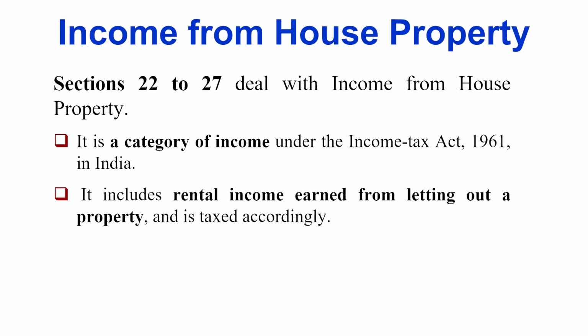Now let's see income from house property. Sections 22 to 27 deal with income from house property. It is a category of income under the Income Tax Act 1961 in India. It includes rental income earned from letting out a property and is taxed accordingly.